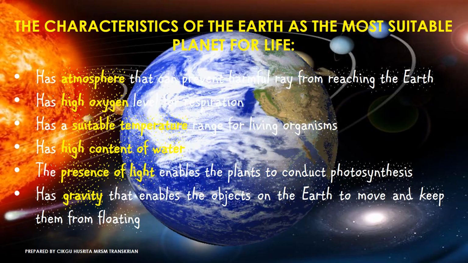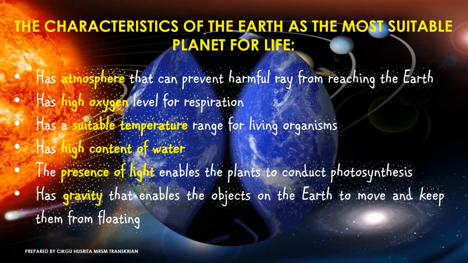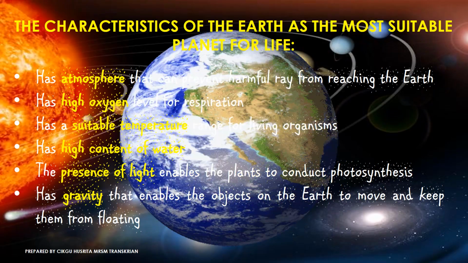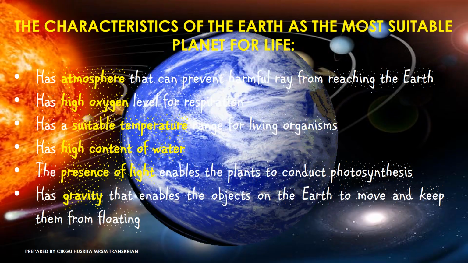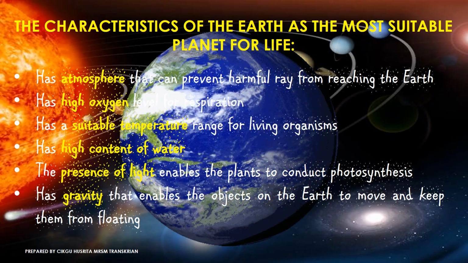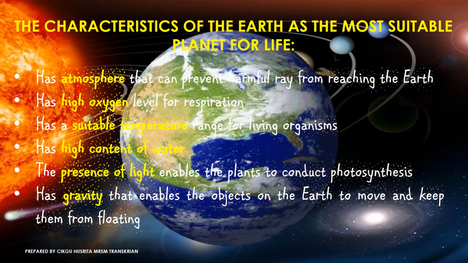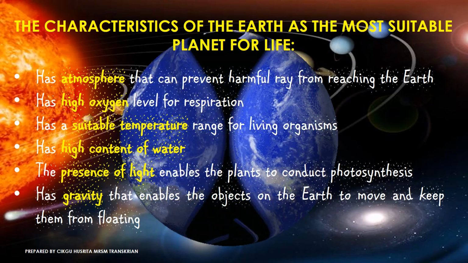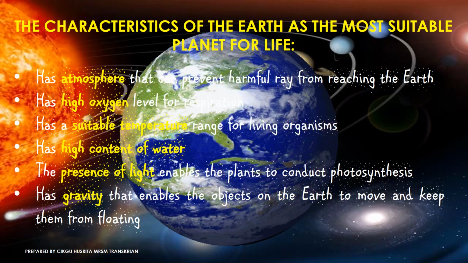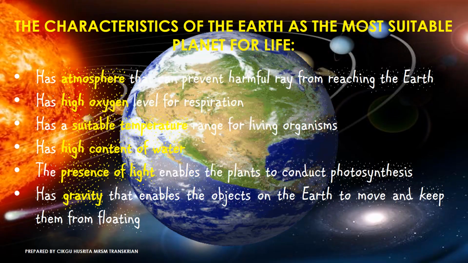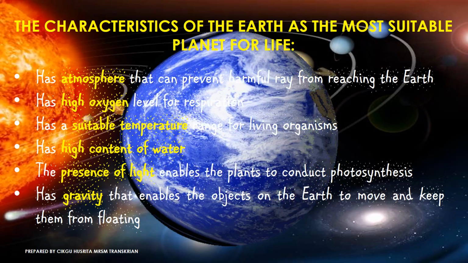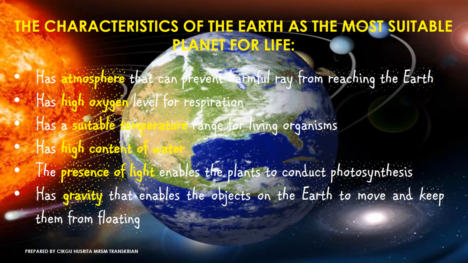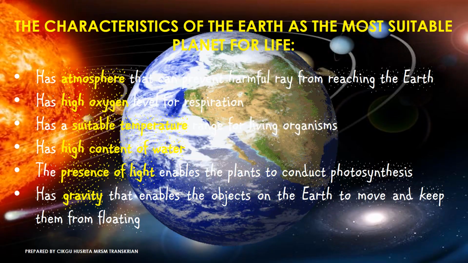Okay, so now let's see the characteristics of the Earth as the most suitable planet for life. Of course, the Earth is one of the planets that has living things. So the characteristics that make the Earth suitable for life: The first one, the Earth has an atmosphere that can prevent harmful rays from reaching the Earth. The second, the Earth has a high oxygen content for respiration. Third, it has a suitable temperature range for living organisms.